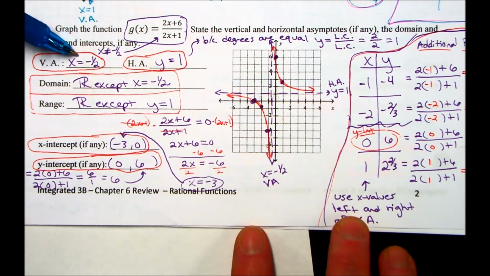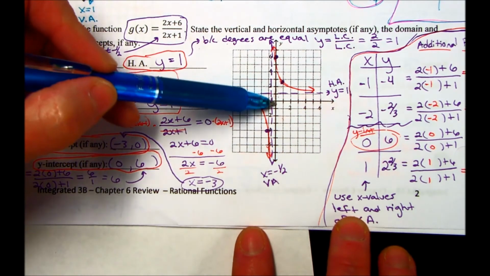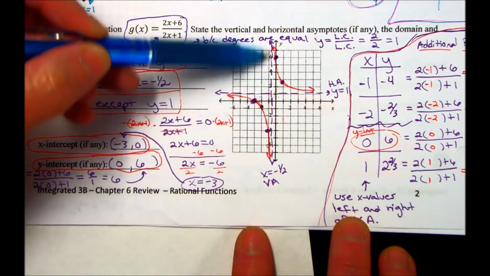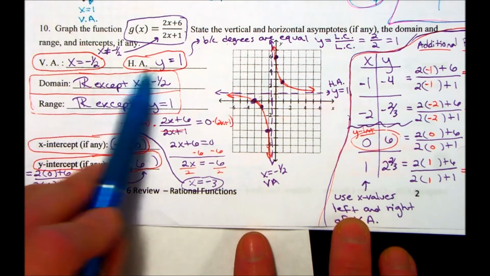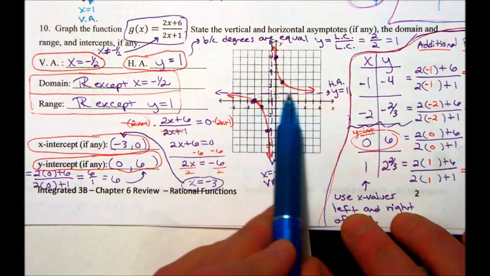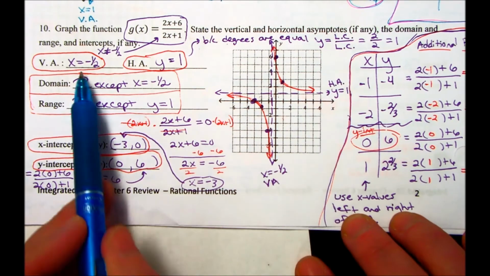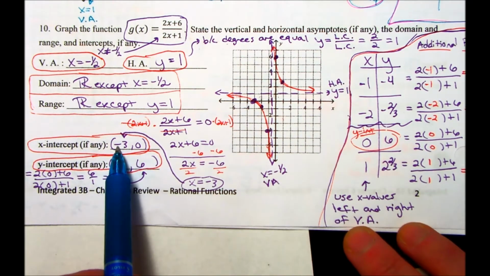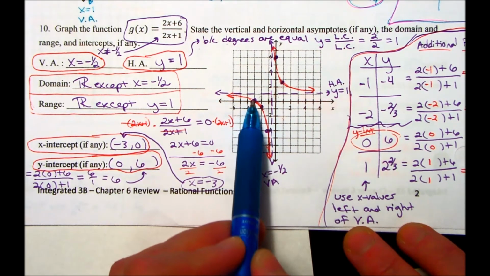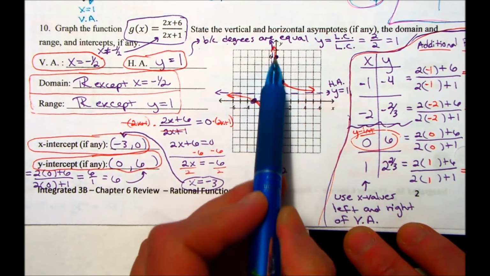Your vertical asymptote, x equals -1/2, is just a half a space to the left. I always make a dotted line. Your horizontal asymptote, y equals 1, crosses the y-axis at 1. Your x-intercept at (-3, 0) is right here. Your y-intercept at (0, 6) is right here.